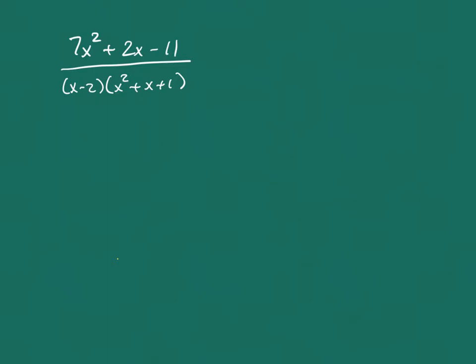All right, so in this example, now we've got a quadratic, 7x squared plus 2x minus 11, over a cubic, x minus 2 times x squared plus x plus 1. So we've got an irreducible quadratic, and we've got a linear term. So I know that in my partial fraction decomposition, I'm going to have a constant a over the linear term, x minus 2, and then I'm going to have a linear factor, bx plus c, over my quadratic, x squared plus x plus 1. Okay. So the same thing as we did before. Our first step, we clear denominators.